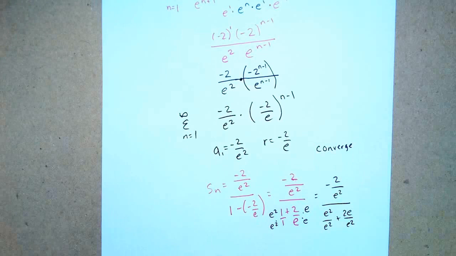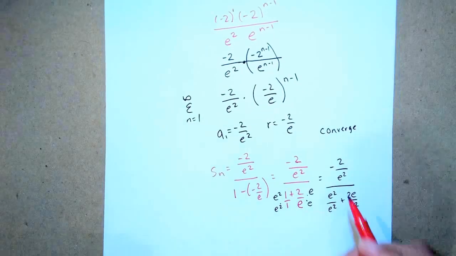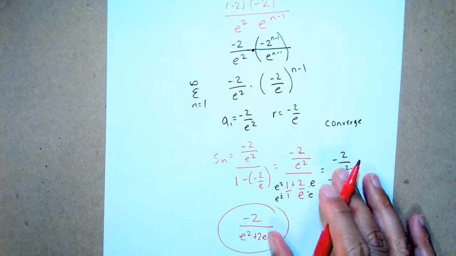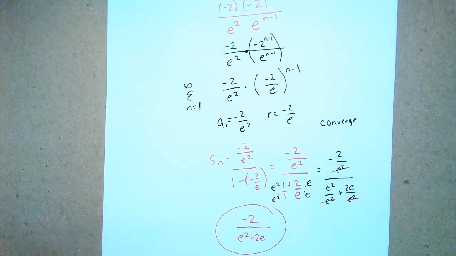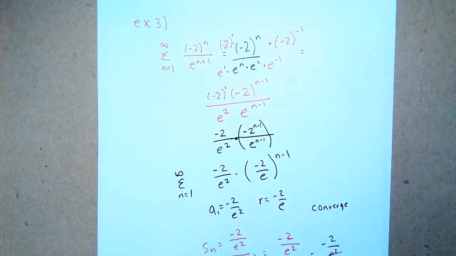And the good thing is, once you have the same denominator, and this is what pre-calc taught you, you can just cancel out every single denominator, and your final answer, your sum, is going to converge to negative 2 over e squared plus 2e, and this is your sum. This is one of the harder problems. It really is. And it all starts with knowing whether or not this is a geometric series.